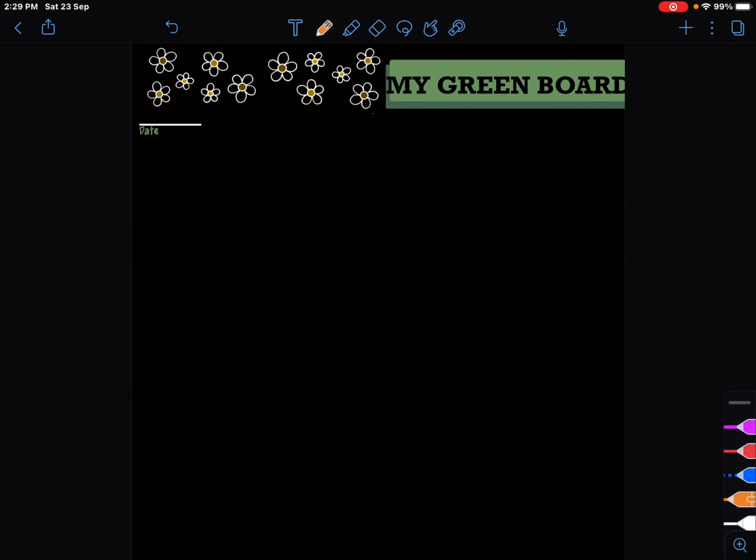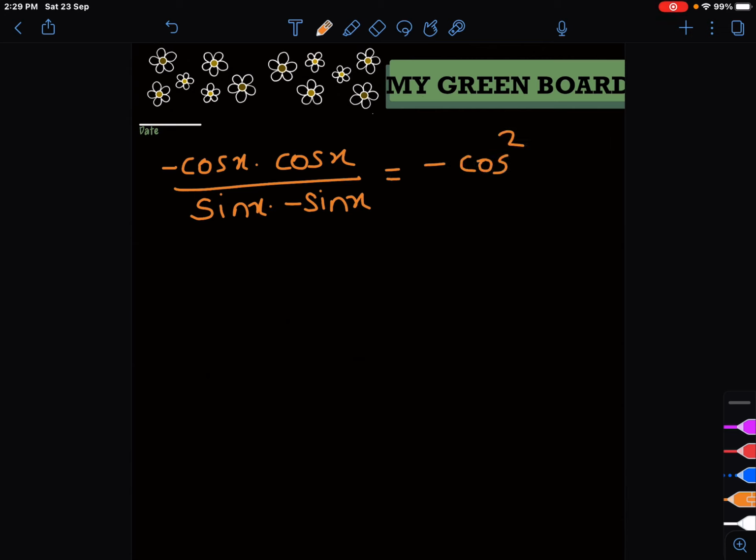So now we are going to transfer these things. So minus cos x, whatever we got, we are transferring the values. Sin x into minus of sin x. Got it, children? Now you will be getting minus cos square x divided by minus of, again, minus of sin square x.